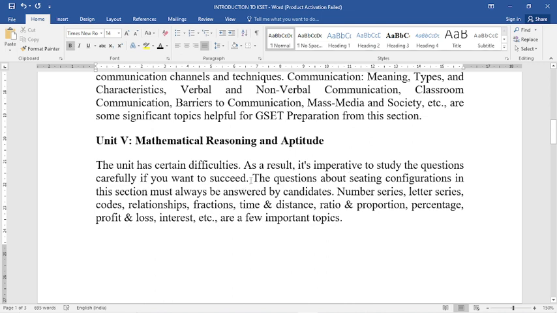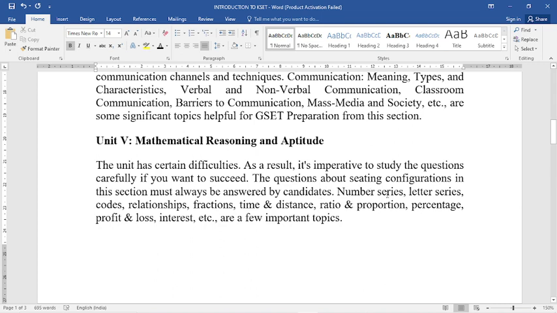Means we need to study, we need to read the questions very carefully because the answer is hidden in the questions itself. So if you read the question very carefully, we can get the answer very easily. The questions about seating configuration in this section must always be answered by the candidate.